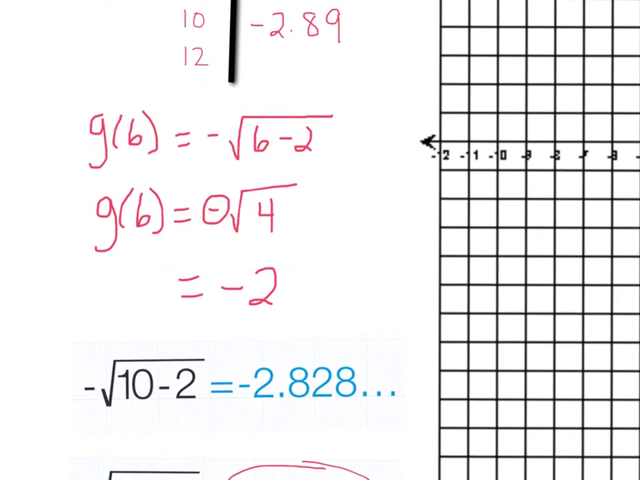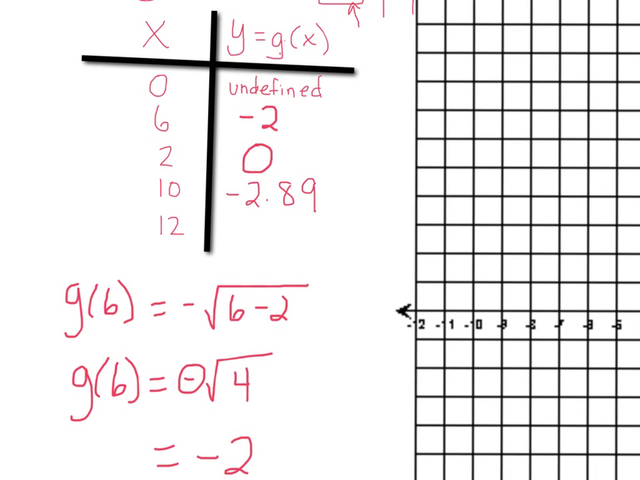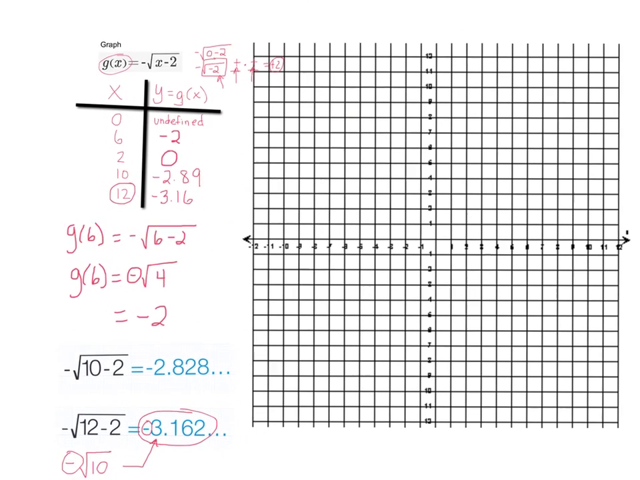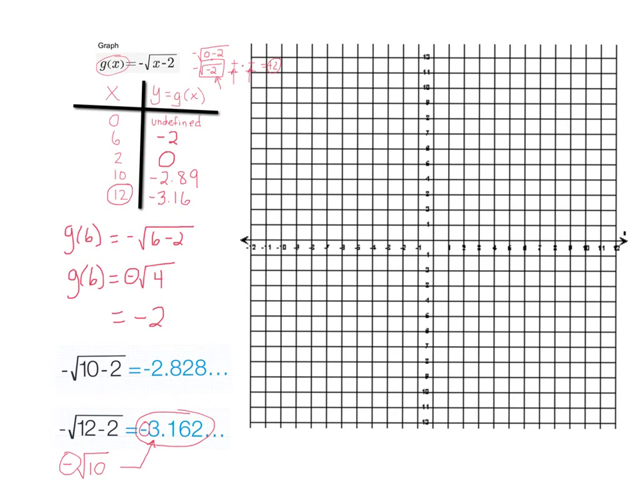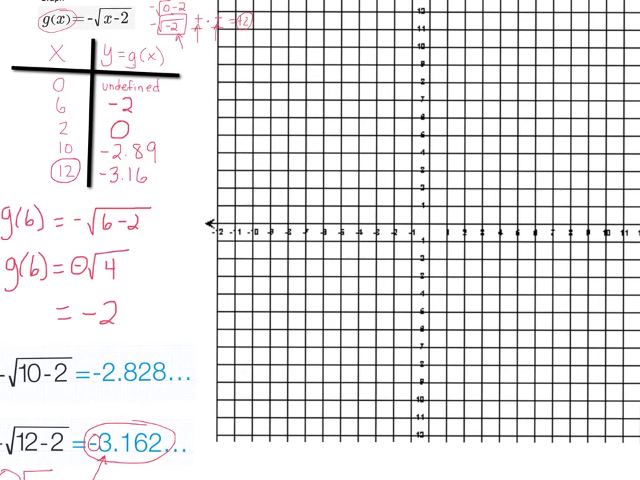Okay, let's round it to negative 3.16. So my input was 12, and my output is negative 3.16. And so now what I need to do is go to my graph, and I'm going to graph all 4 of those points.